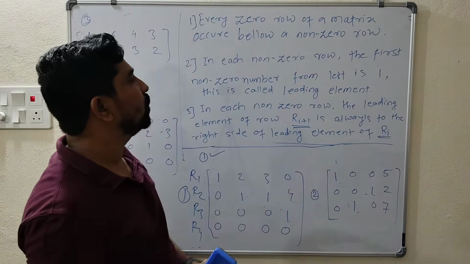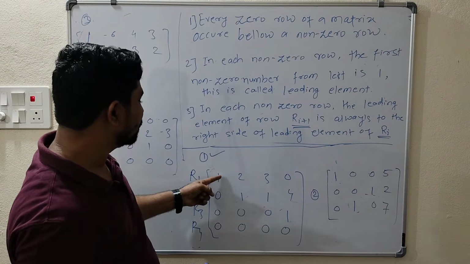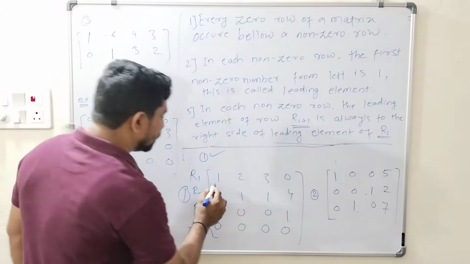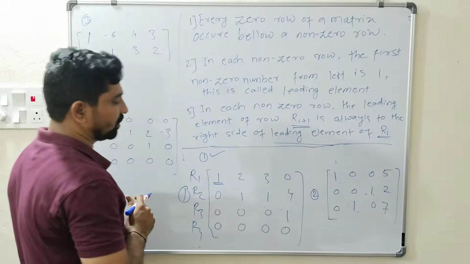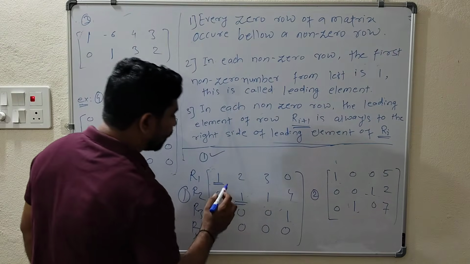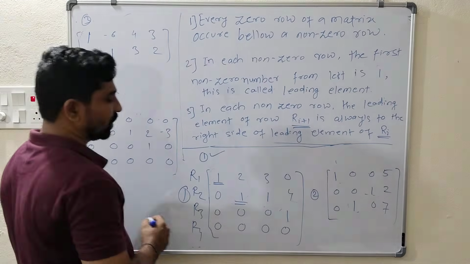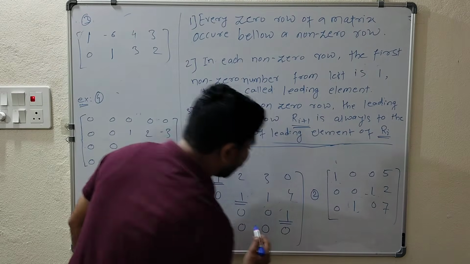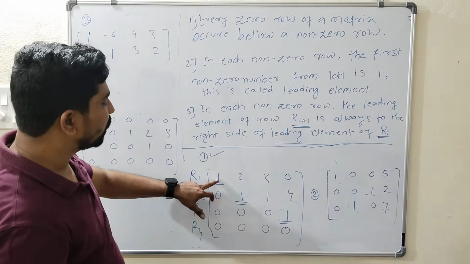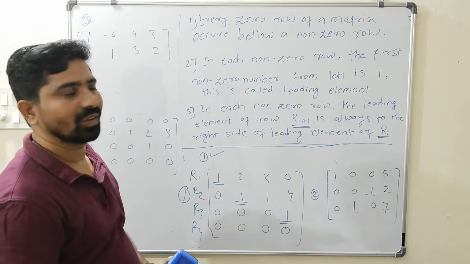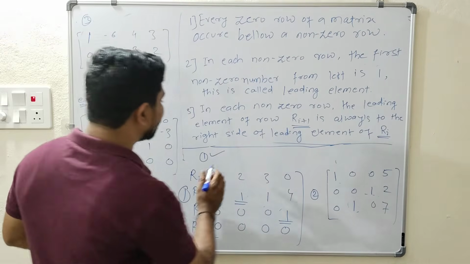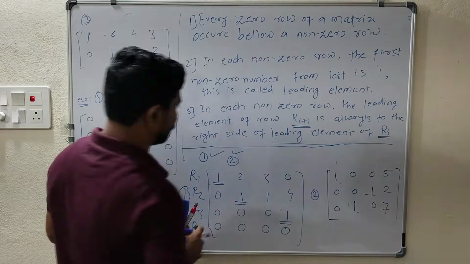Now come to property 2. In each non-zero row, the first non-zero number from left: this is the first non-zero number from left of row R1, this is the first non-zero number from left of row R2, and this is the first non-zero number from left of row R3. Each one is 1, and this is called the leading element. So example 1 satisfies property 2 also.